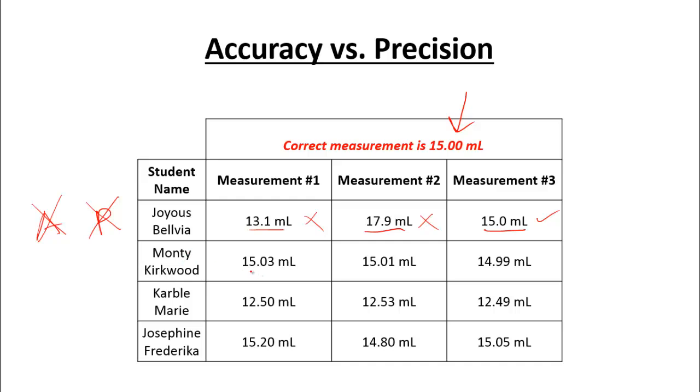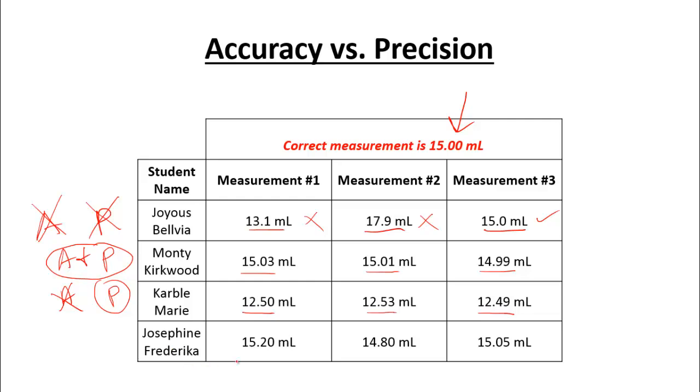Monty Kirkwood's values were pretty darn close to each other, only off by a few hundredths. So we'll say that he was precise, with close measurements. And they're also very close to being around 15. So Monty Kirkwood was accurate and precise. That was the best one. Joyous Belvia was the worst one. Carble's values are pretty darn close together, so it's precise. However, they're not very close to what's supposed to be 15. So not accurate, but precise.